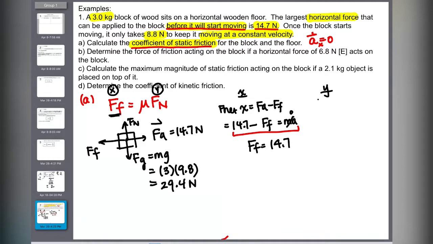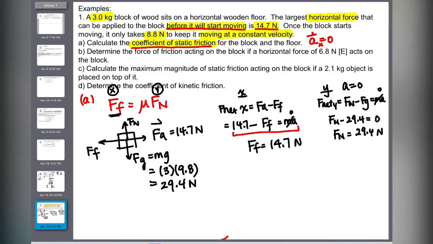Okay, so we just found the Ff for the equation. Now let's look at the y. F net y is Fn minus Fg. Okay, I know Fg is 29.4. I don't know what Fn is. But I do know that the acceleration is, we don't put the a as 9.8, I don't know if you recall. This thing is on a wooden floor. There is no acceleration along the y as well. So this a equals 0, meaning Fn is going to have to equal 29.4.